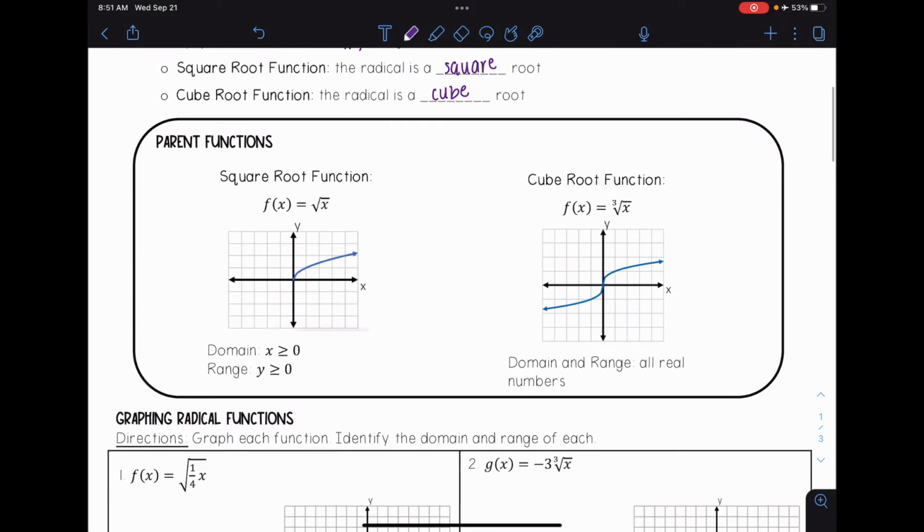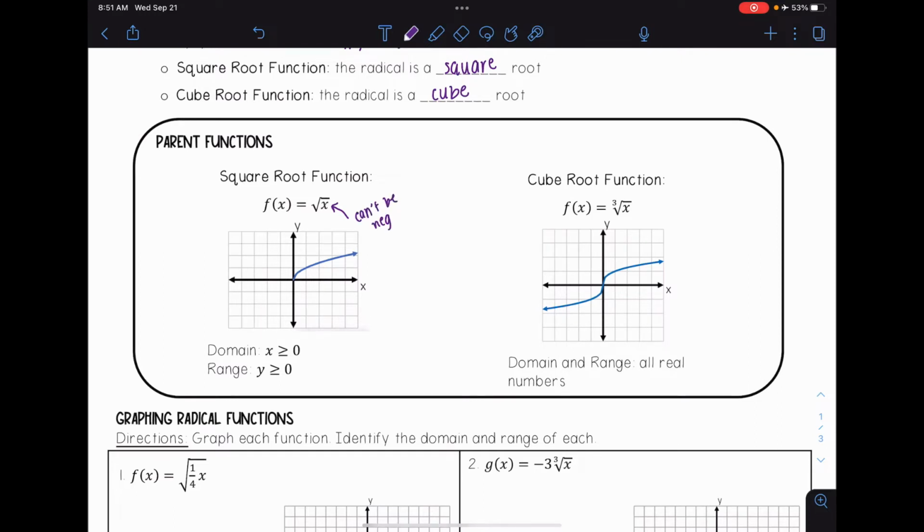So the parent function for the square root function is f of x equals the square root of x. And we see the graph of that square root function here. Something to notice is that the domain and range are x is greater than or equal to 0 and y is greater than or equal to 0. And that is because we can't have a negative underneath that square root.